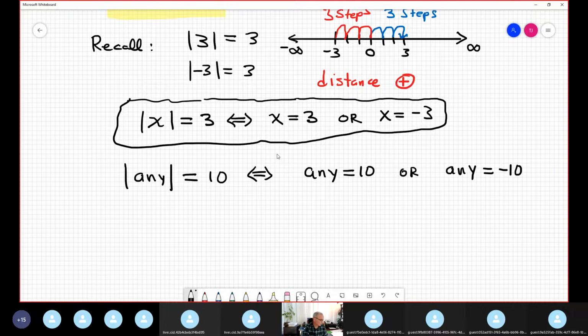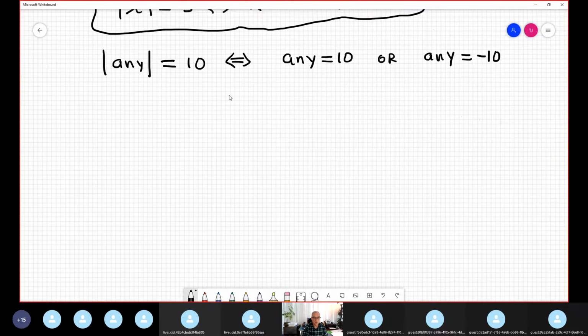Okay, suppose an example to understand more clearly. Suppose example 1, equation.